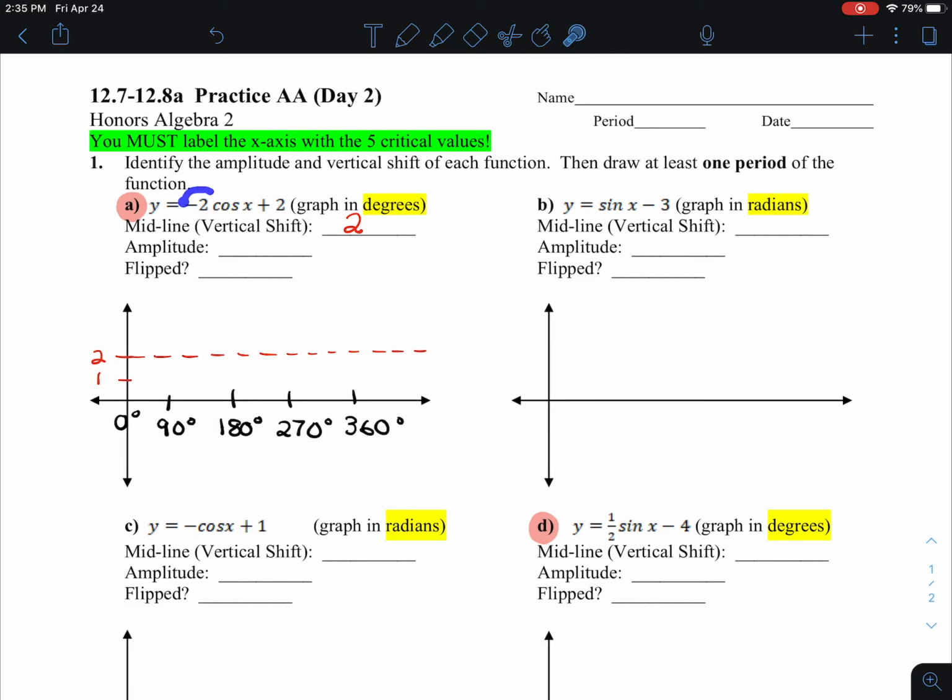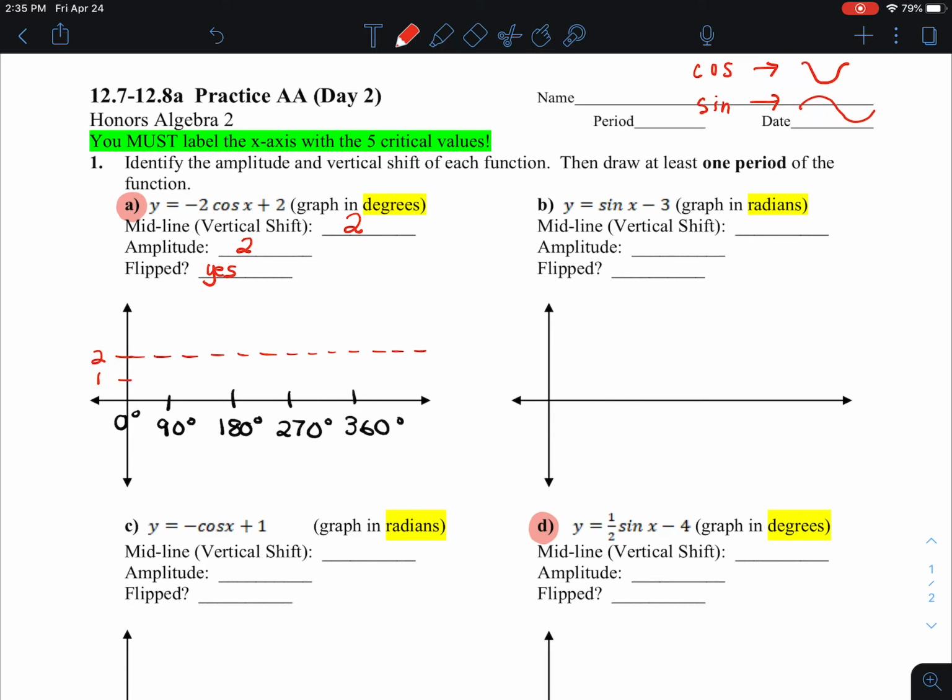The amplitude is always a number that's positive. So even though you are seeing a negative 2 in front of cosine, you want to write down that the amplitude is technically a positive 2, and the fact that it was negative means this cosine wave is going to be flipped. A couple of things you want to commit to memory: the parent function for the cosine wave is a valley, and the parent function for a sine wave is a small hill followed by a small valley.